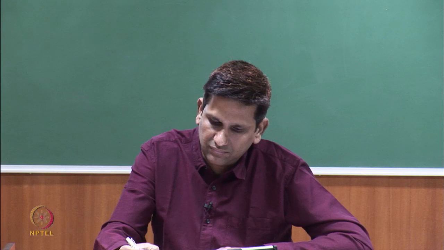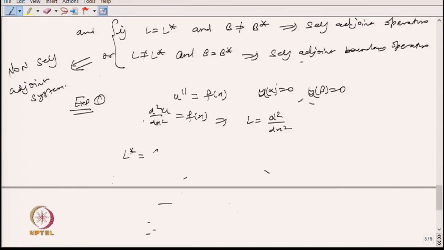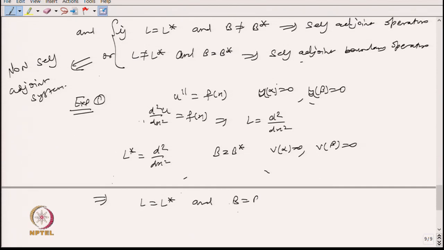So, from here my L star can be again the same d by dx, and in that case also my B and B star both are the same, because just now we have seen that v of alpha is also 0 and v of beta is also 0. So, from here if I get these values, then I can say that my L is equal to L star and my B is equal to B star. So, these things I can write here.